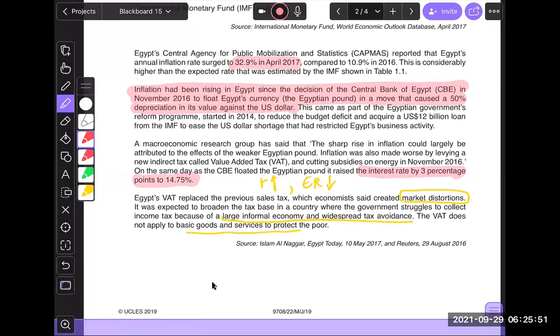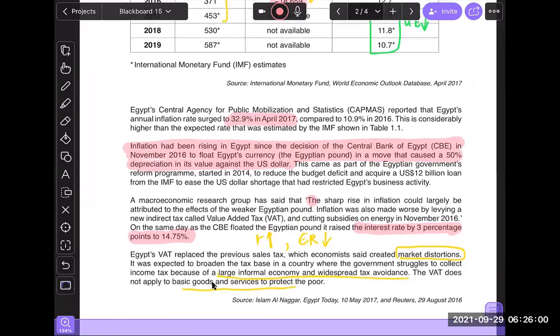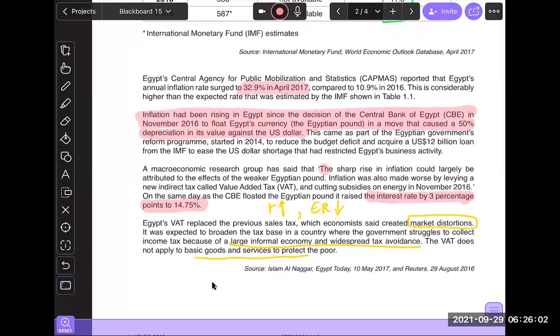Also, what they did was that they increased taxes, which was something they mentioned. They had increased taxes, right? What else did they do? Let me just quickly read the article. Yeah, this one. So they've been cutting subsidies on energy, putting a new indirect tax.